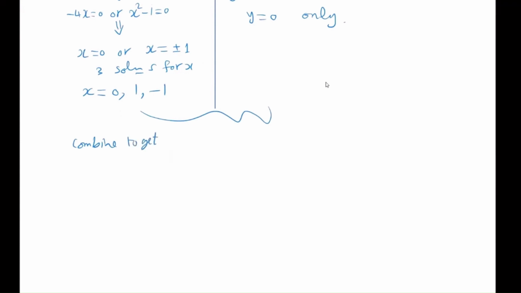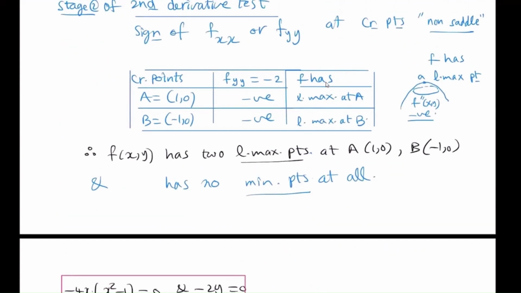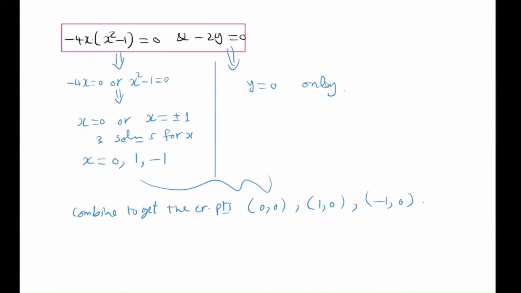The ordered pairs x and y combine to give the critical points. So 0, 0; 1, 0; and negative 1, 0. These are the critical points. This function has exactly 3 critical points.